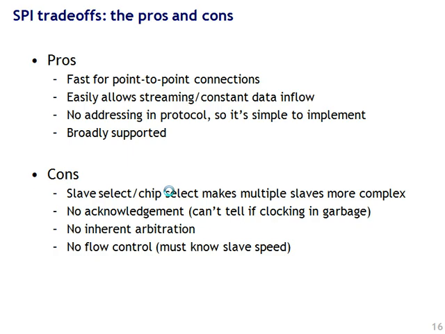Trade-offs, okay. Good, point-to-point connections. I think it's high speed, broadly supported, no addressing in protocol, simple to implement, no acknowledgement. Because it's not communicating back to me, I could just deselect it and go to the next thing after I shifted in some data. So I don't really know what's going on at the other end. Right? No flow control. It doesn't tell me, oh, I'm overwhelmed.